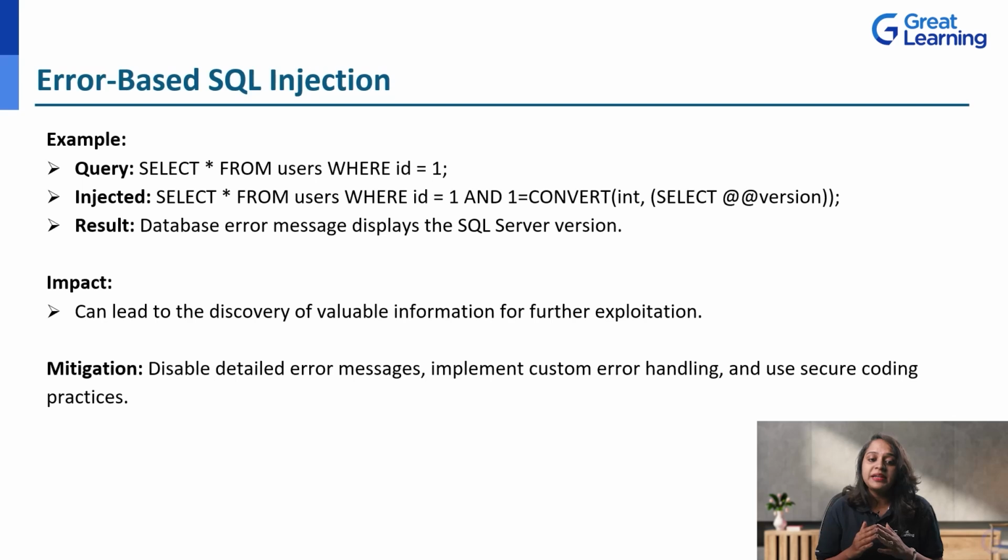So, disable detailed error messages. We can avoid this by not displaying the detailed error messages. We can also avoid this by implementing custom error handling. We can use this method, called custom error handling, in order to avoid the errors that are triggered by the hacker. And we can also use secure coding practices. We can use good coding practices to identify these kinds of malicious attacks or error-based SQL injection.